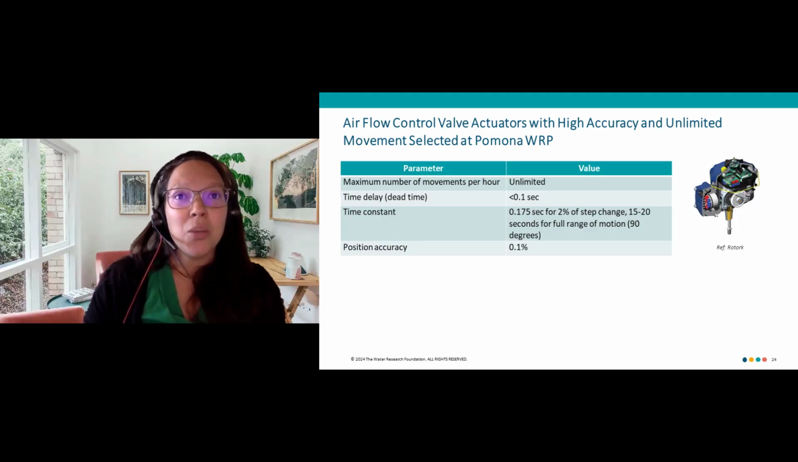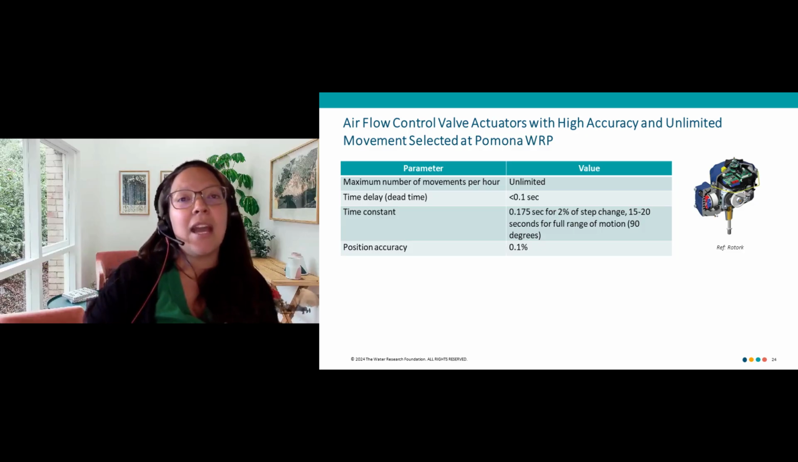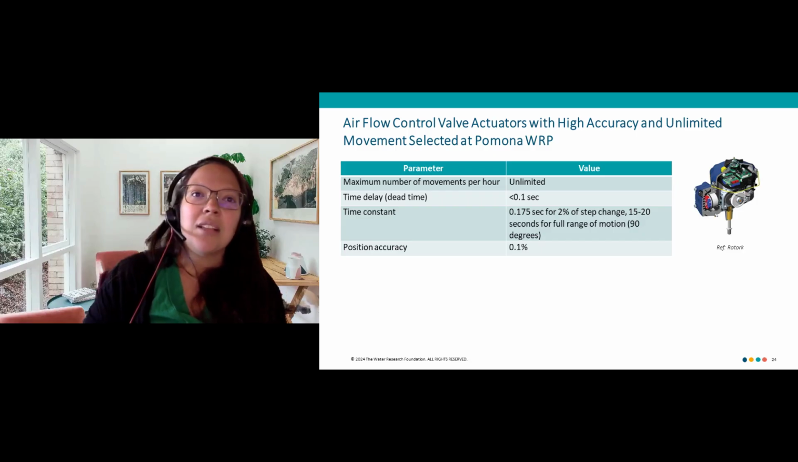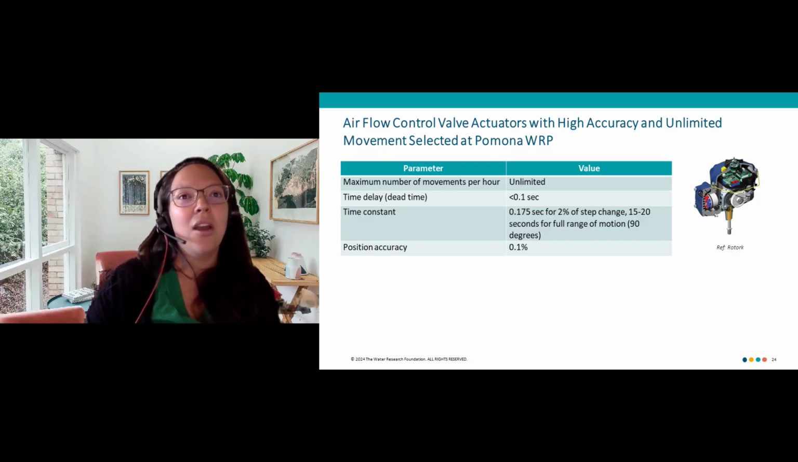Now, with regard to actuators, ones with high accuracy and unlimited movement were selected for Pomona. The unlimited movement was critical to stay ahead of the change in airflow requirements diurnally. These electric actuators have a very low time delay of less than 0.1 seconds, a rapid response time, and high position accuracy as shown in the table.